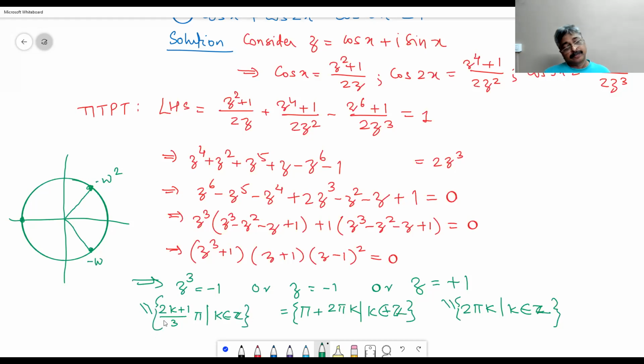See if that is correct. If k is equal to 0, you get pi by 3. Correct. If k is equal to 1, you get pi. That is the solution. If k is equal to 2, 5 pi by 3. Correct? So the union of these three is your solution set. Good.